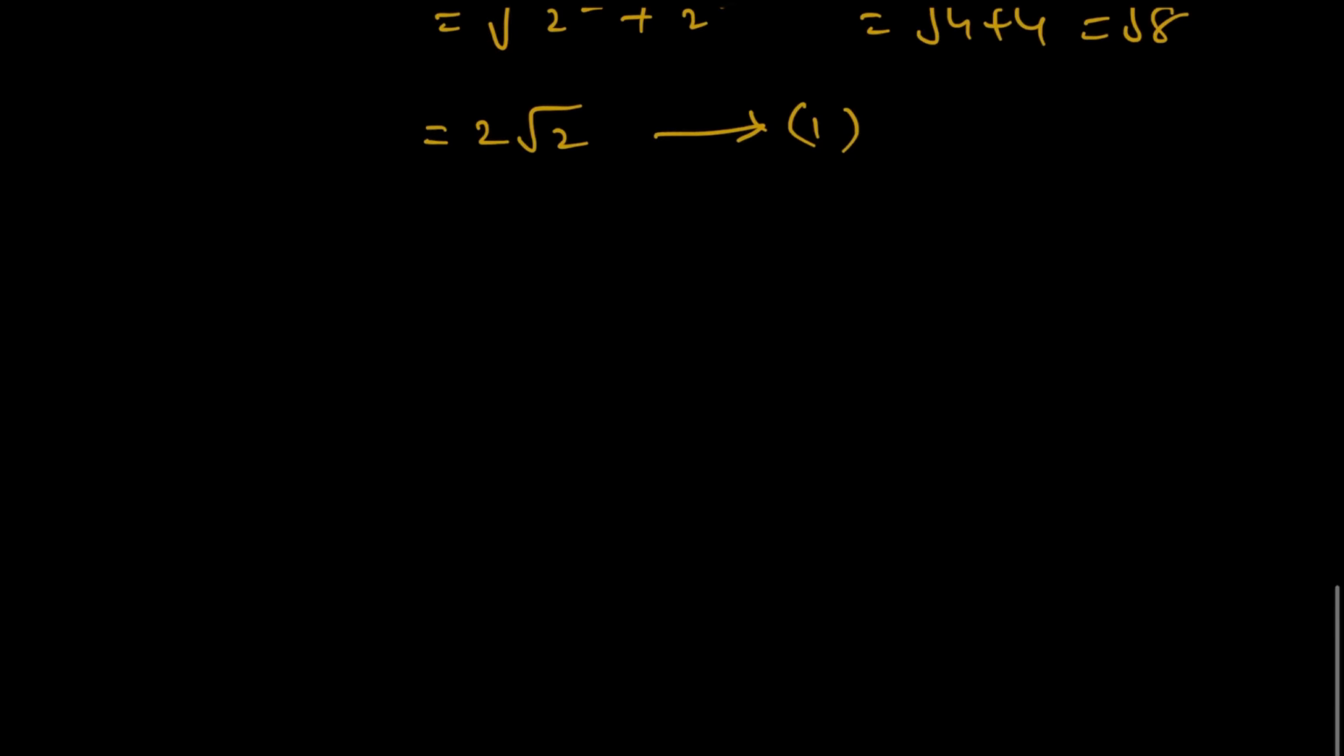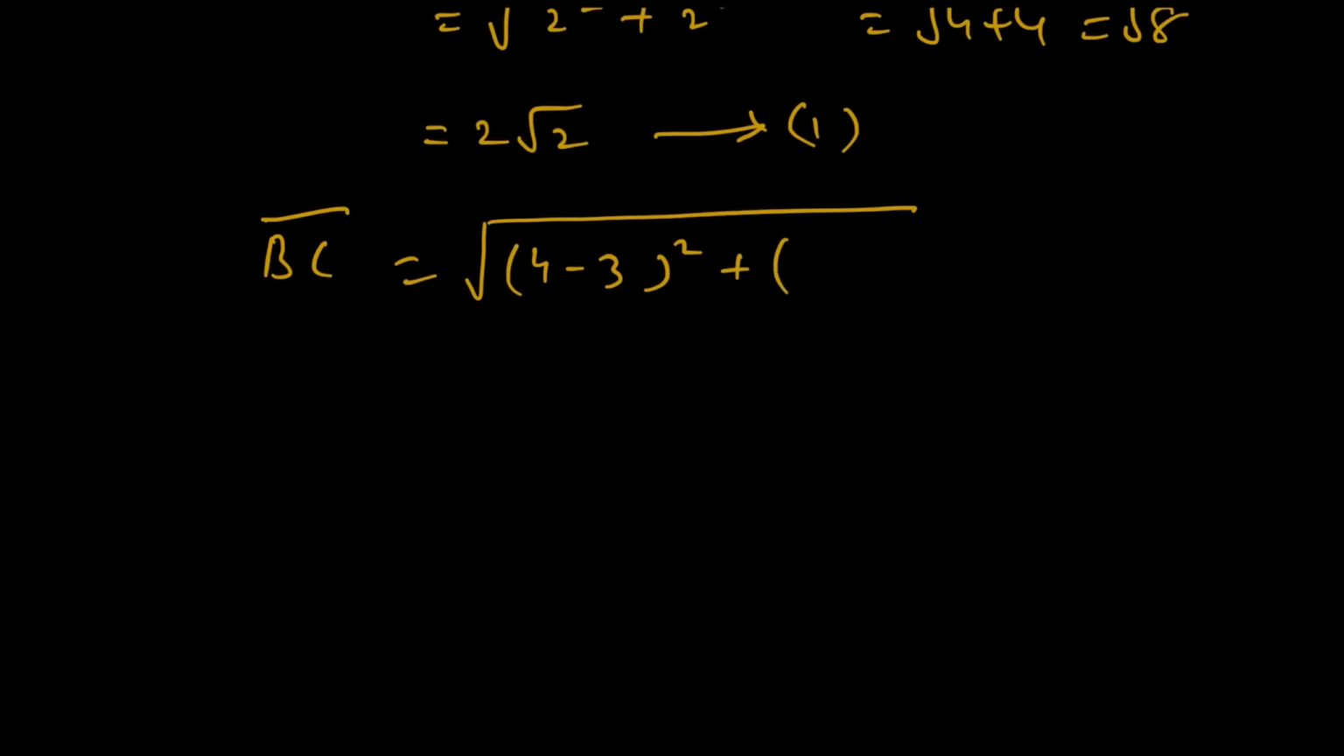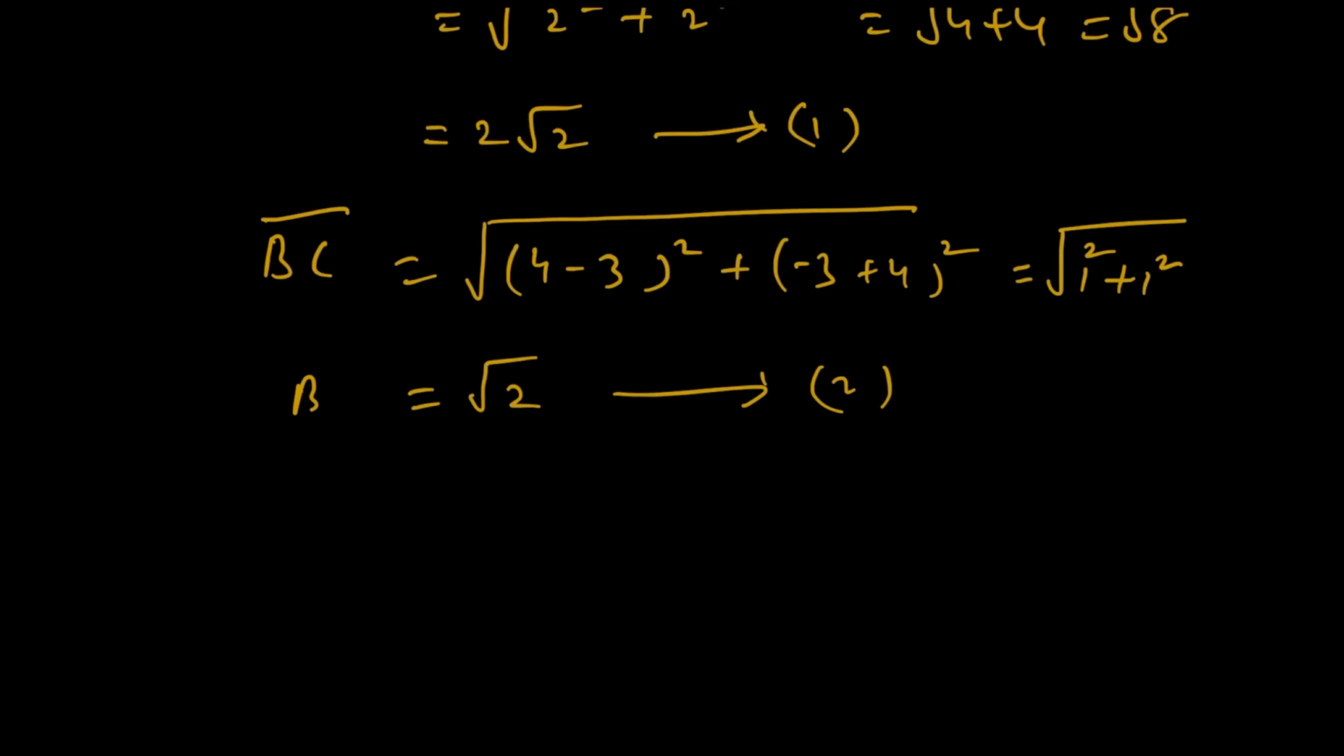Similarly, find BC. Take B as x1, y1 and C as x2, y2. B is 3 comma minus 4, C is 4 comma minus 3. Root of x2 minus x1 square, 4 minus 3 whole square, plus y2 minus y1, minus 3 plus 4, whole square. 4 minus 3 means 1 square, and minus 3 plus 4 also 1 square. 1 plus 1 means root 2. Let this be result number 2, the BC length.